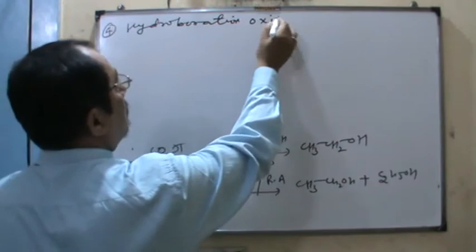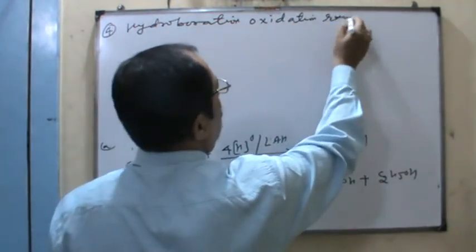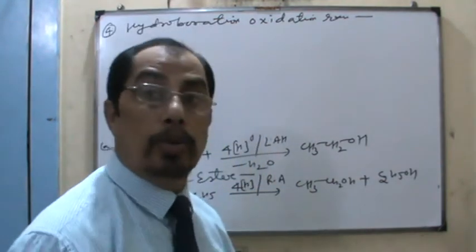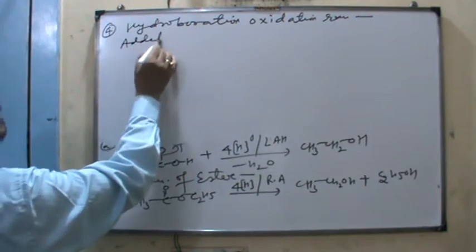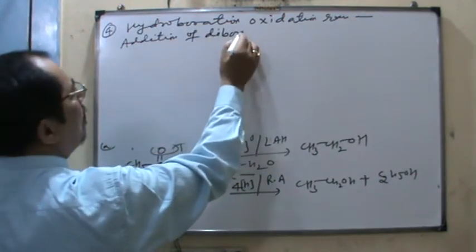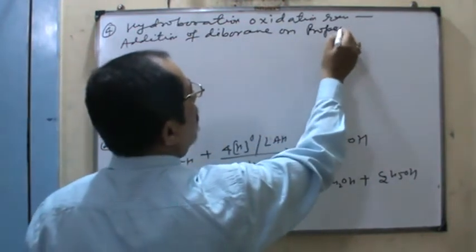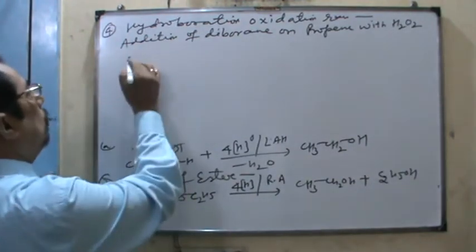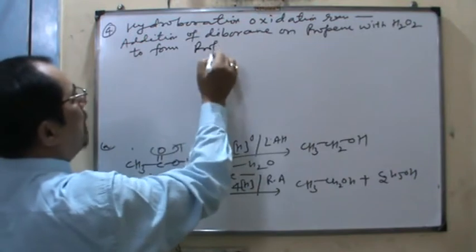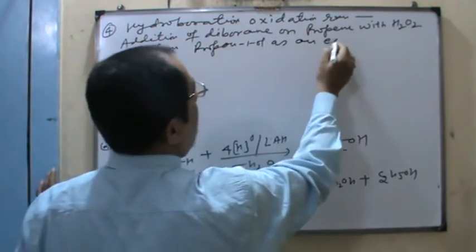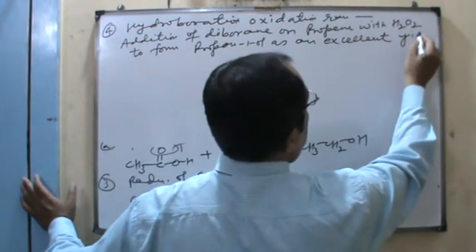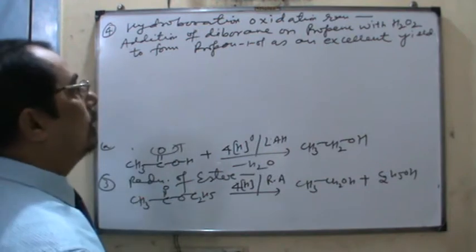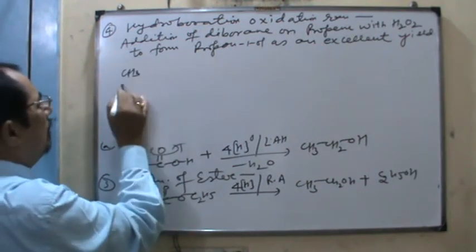Fourth is the commercial method, the hydroboration oxidation reaction. Hydroboration oxidation means addition of diborane on propene with hydrogen peroxide, contrary to the Markovnikov rule, to form propan-1-ol in excellent yield. This is called hydroboration oxidation. It is also a worldwide production method of alcohol.